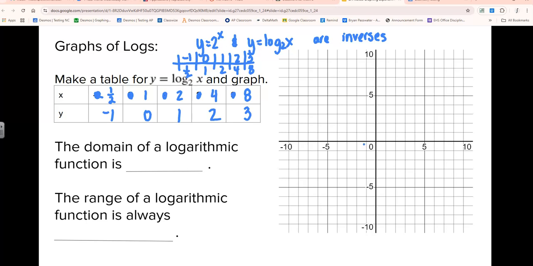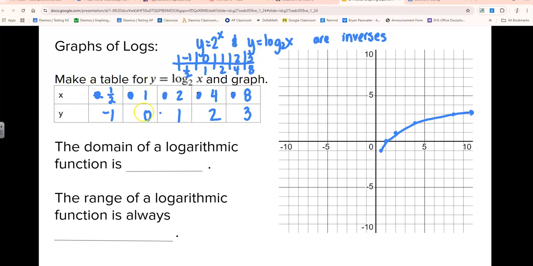So if I graph those points, at 1/2 I get negative 1. At 1, I get 0. 2, 1. 4, 2. 8, 3. Definitely this side is doing something like this. I wonder what's going to happen if I plug in smaller numbers.